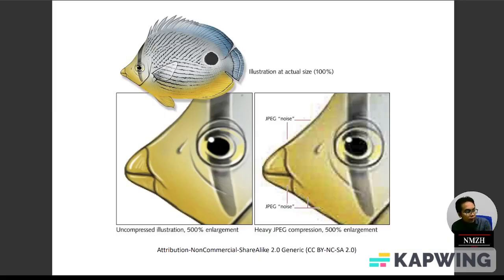The example of the JPEG, for illustration purposes, is: just imagine this will be the illustration at 100%. Okay, we do have an image of a fish over here, so we can understand that this is a fish. But when we talk about the image enlarged to 500%, for the uncompressed illustration, we can see that this part is nicely presented.